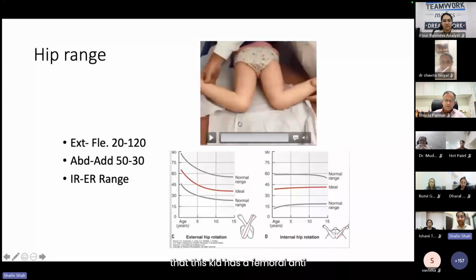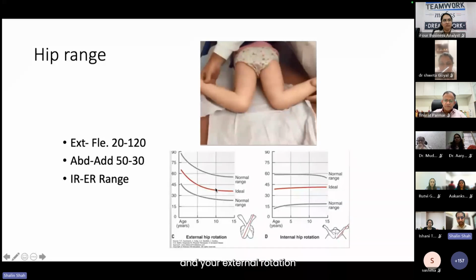This shows that this kid has femoral anteversion, and femoral anteversion is normal in infancy and toddlerhood. By the age of 10, most of that anteversion goes away. By 10 years, your internal rotation is around 45 degrees and your external rotation is also around 45 degrees, so your rotations become equal in and out. If by the age of 10 your hip rotations are unequal, that means you have either femoral anteversion or femoral retroversion, and that may need treatment if there are issues with it. But otherwise, we just leave them be.